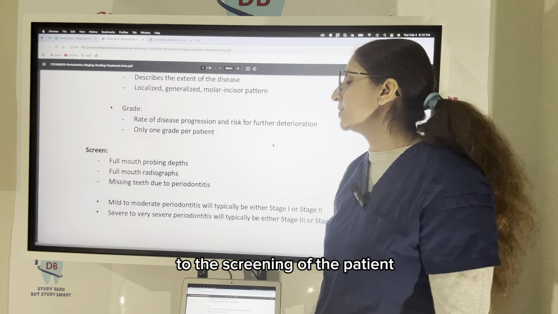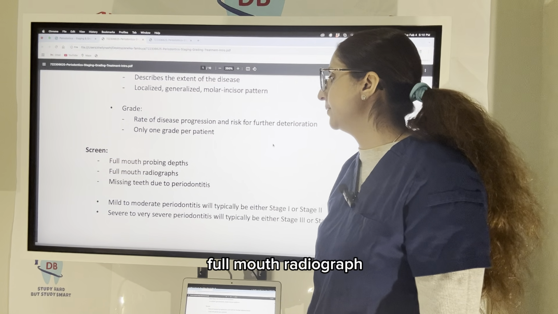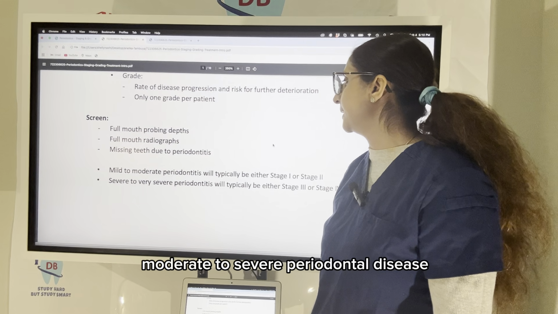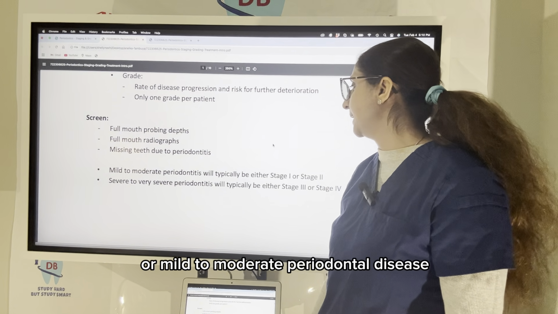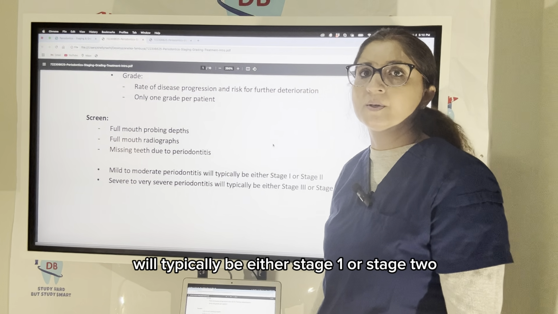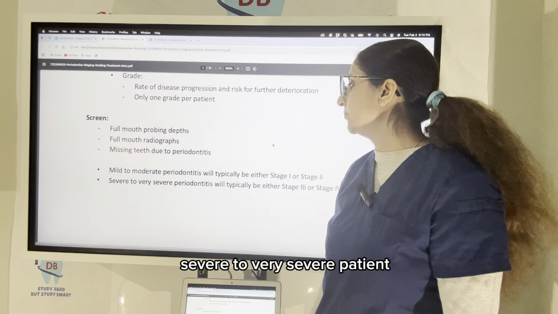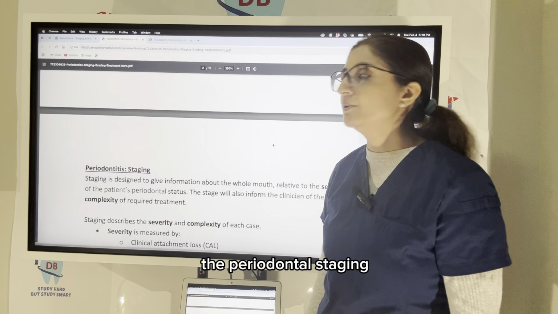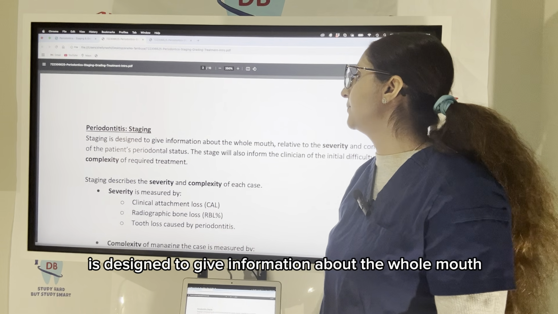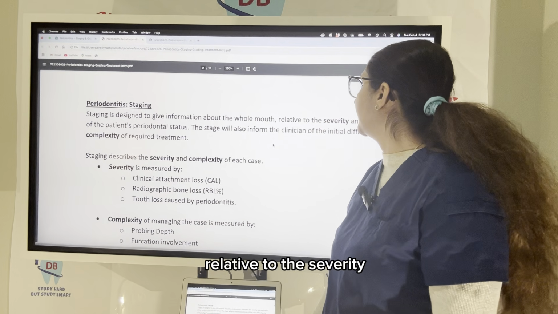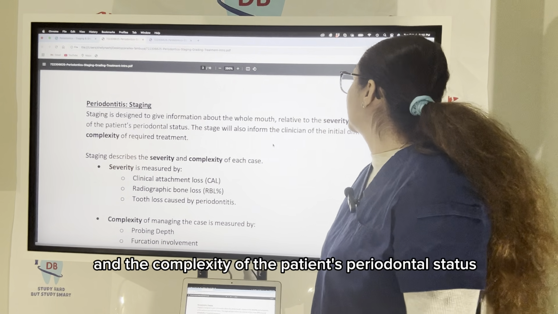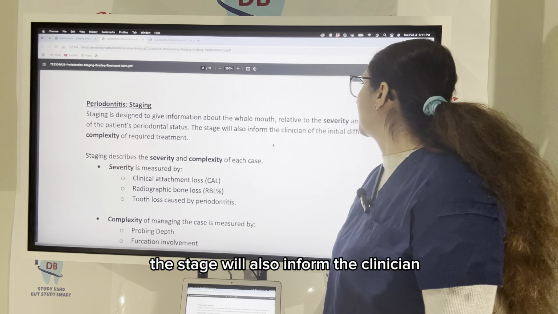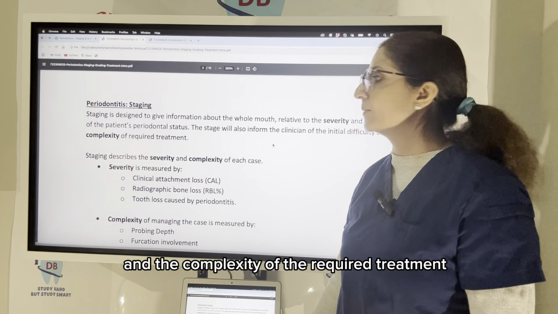So for the screening of the patient, you take full mouth probing depths, a full mouth radiograph, and note any missing teeth due to periodontitis. Mild to moderate periodontitis will typically be either stage 1 or stage 2. Severe to very severe periodontitis will typically be either stage 3 or stage 4. The periodontitis staging is designed to give information about the whole mouth relative to the severity and the complexity of the patient's periodontal status. The stage will also inform the clinician of the initial difficulty and the complexity of the required treatment.